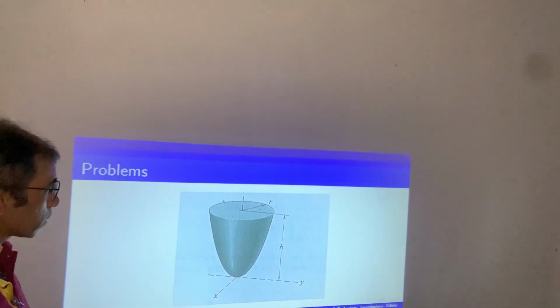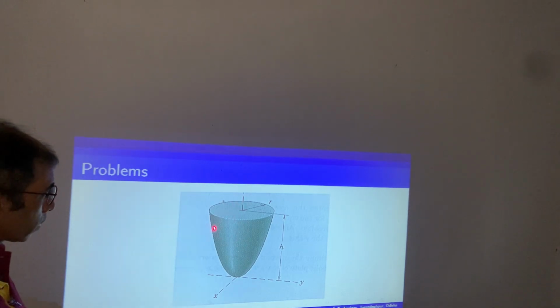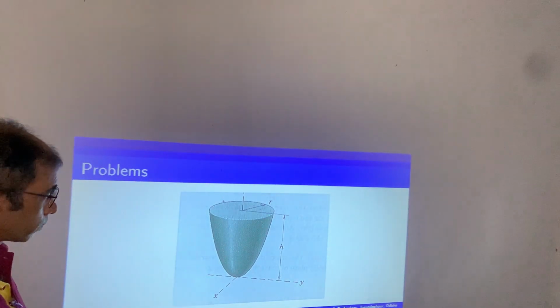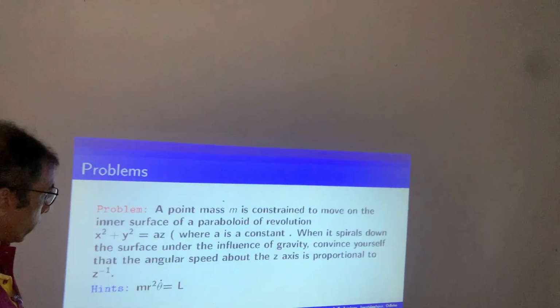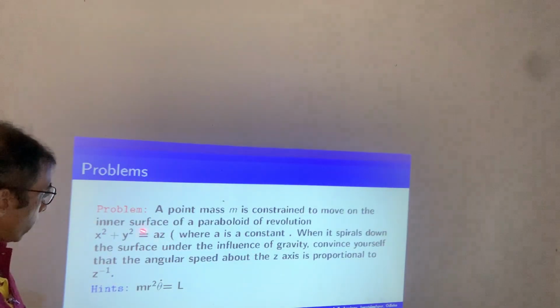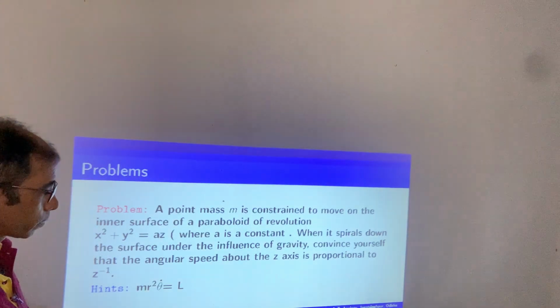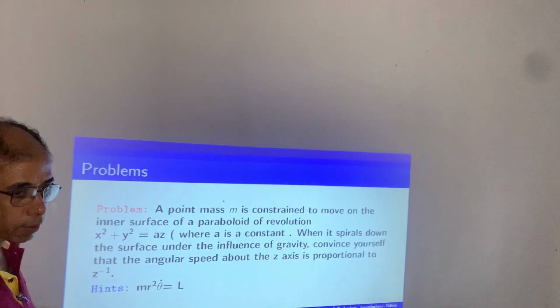So what do we mean by this? This is my parabola. The particle is falling like this, spiraling down. And the equation of a paraboloid of revolution is given. Here one thing is important to note, that the angular speed about the z-axis will only change when there is a torque.